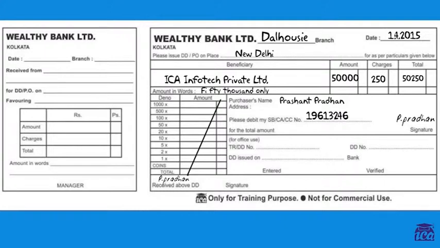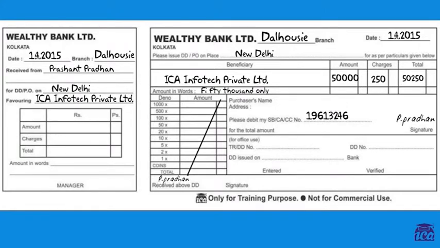Over here on top, the date has to be the date on which the DD is created. So let's say it is the 1st of April 2015. Branch name would obviously be Dalhousie branch. Received from Prasanta Pradhan for DDPO on New Delhi. That's this one. And then favoring ICA Infotech. That's the company to whom this DD is going, for whom this DD is made. And then we've got the details here.